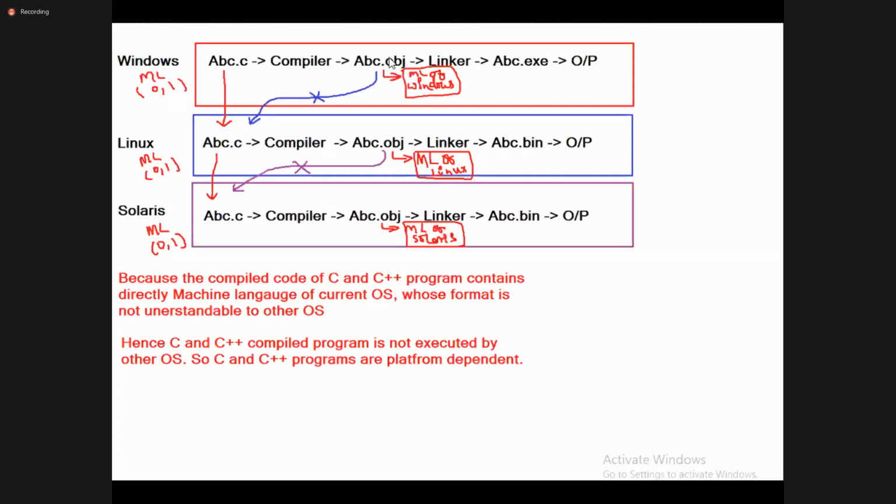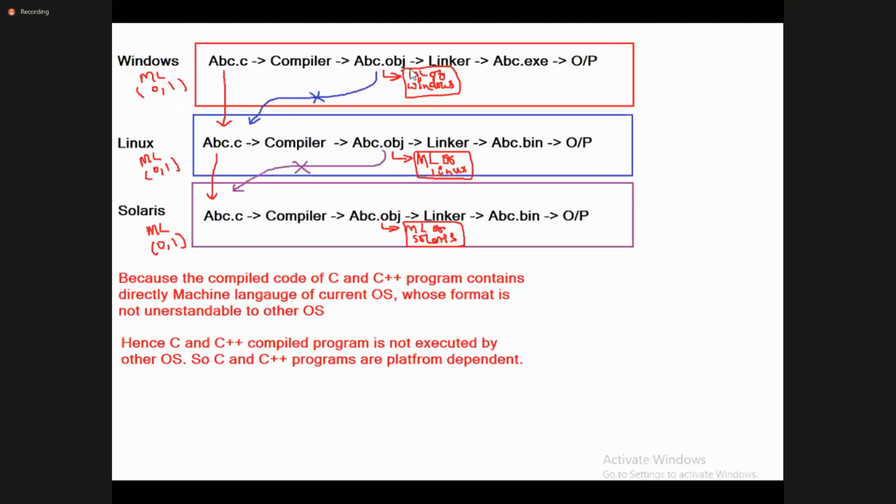But who will execute? Not only the OS, we need some processor level code also. Processor level linking has to be done. That processor level code linking will be done by Mr. Linker software. So now to the machine language, some processor level code is added, and then the exe file is generated and output will come. The second time when you want to execute, we directly double click the abc.exe file, then we will get output.